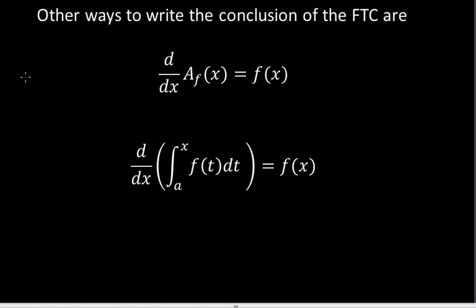So here are two other ways to write the conclusion of the fundamental theorem. Before, we just said that A sub f prime of x is equal to little f of x. Notice we're not putting t in here, we're putting x. If I told you that a function was 3x squared, you would never say that its derivative was 6t, would you? It's 6x. And similarly, we use x's in both places here.